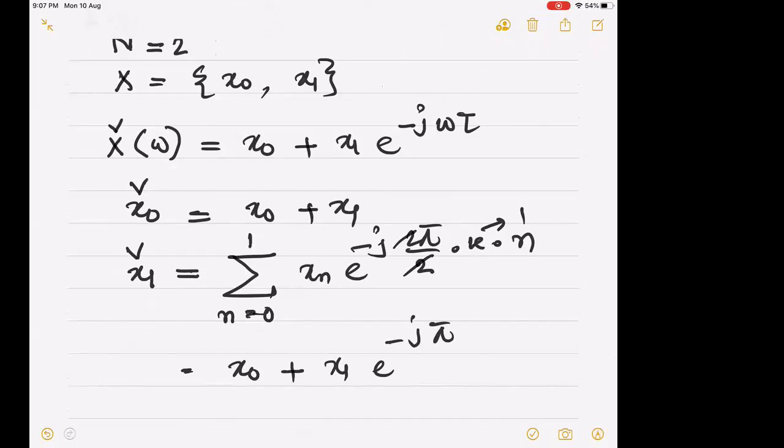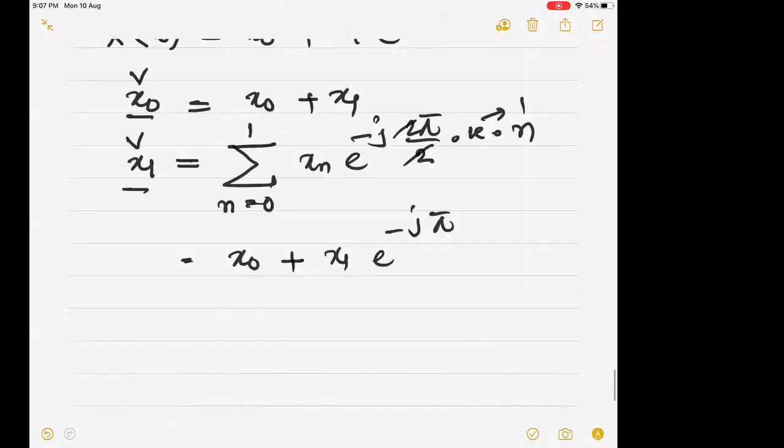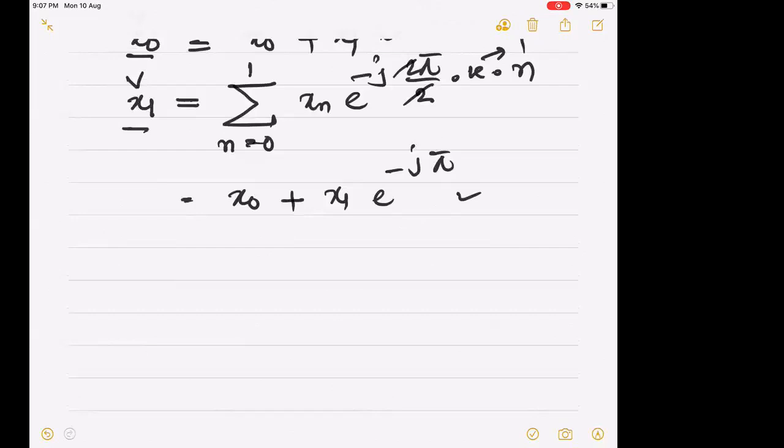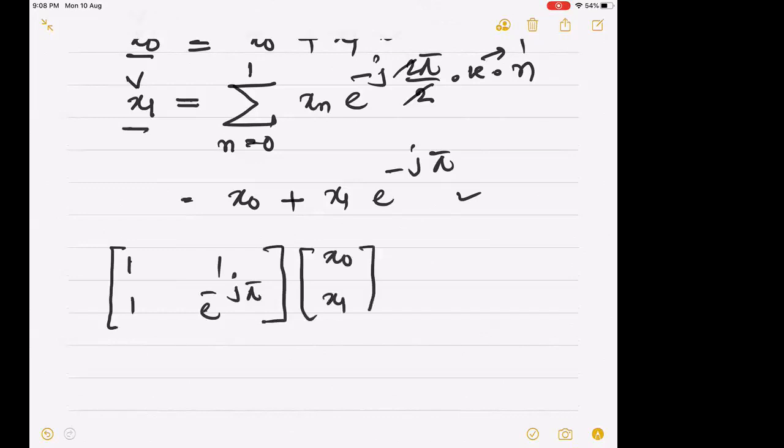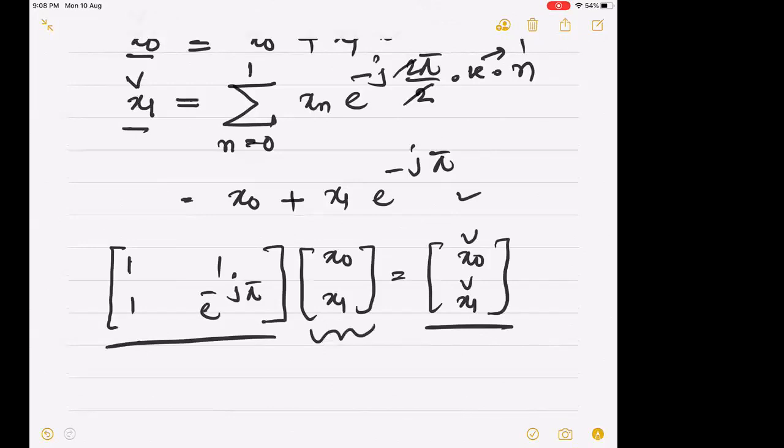So then we have this two information, x0 check, x1 check. X0 check is this one, x1 check is this one. So if I know x0 check and x1 check, I actually know what x0 and x1 are, because I can write down this equation: the matrix 1, 1, 1, e to the power minus j pi, times x0, x1, is equal to x0 check and x1 check. So if I know this, I can find out this one by figuring out what this would be.